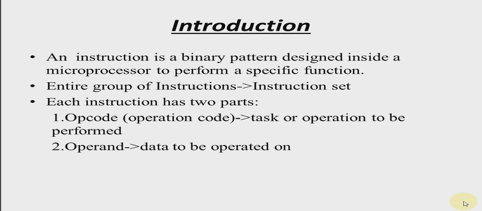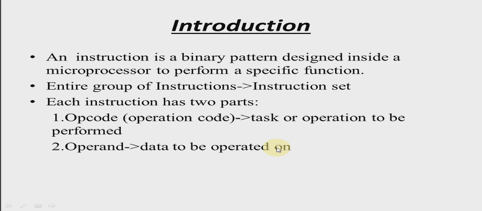First we will see what an instruction is. An instruction is a binary pattern designed inside a microprocessor to perform a specific function. The entire group of instructions supported by the 8085 microprocessor is called the instruction set. Each instruction has two parts. The first part is the opcode, also known as operation code, and the second part is the operand. Opcode is a task or an operation to be performed, while operand is data to be operated on.